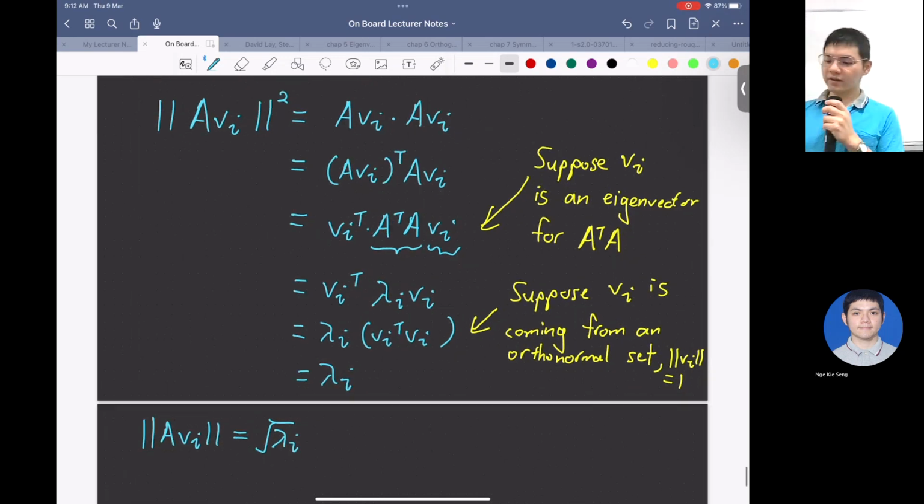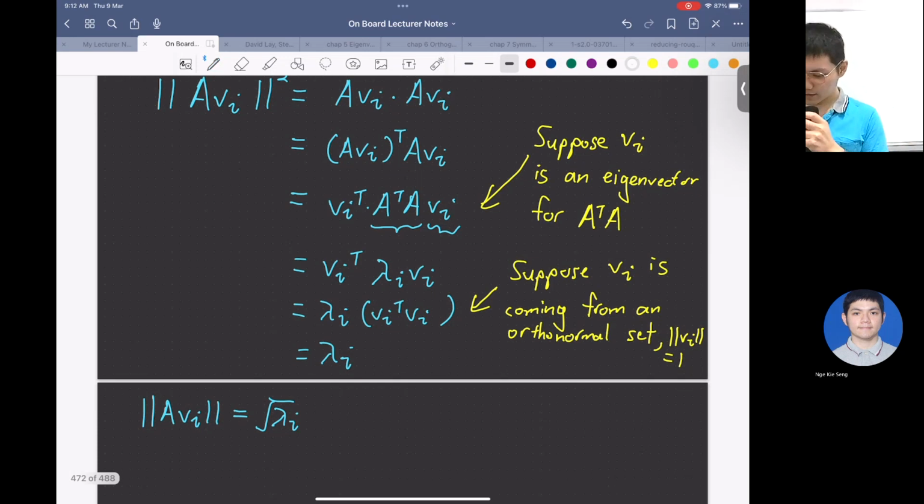Okay. So this is the important thing for us today. Let's make a definition here: how we get this lambda i. Definition. We call this square root of lambda i, because lambda i is an eigenvalue, but how about the square root of lambda i? We call it a singular value.